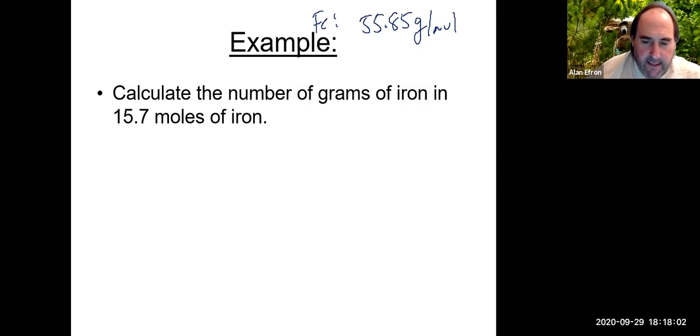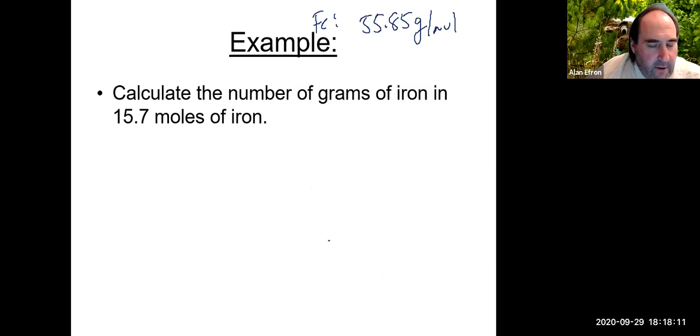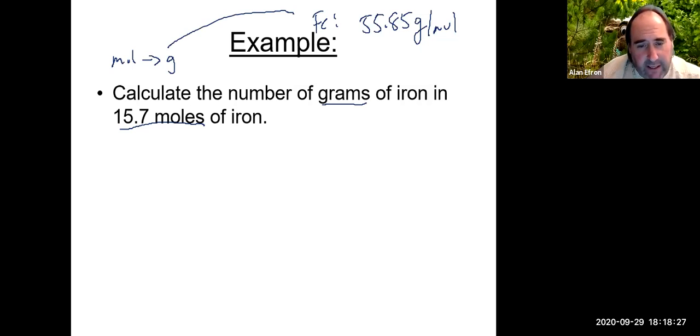Okay, so let's take a look here and see what we've got going. All right, so we are given moles. So the first question is, should we use Avogadro's number? And the answer is no, because we are given moles. We're looking for grams, which has nothing to do with Avogadro's number. So really, we want to go from moles to grams, and it is the periodic table that allows us to do that, with the molar mass.